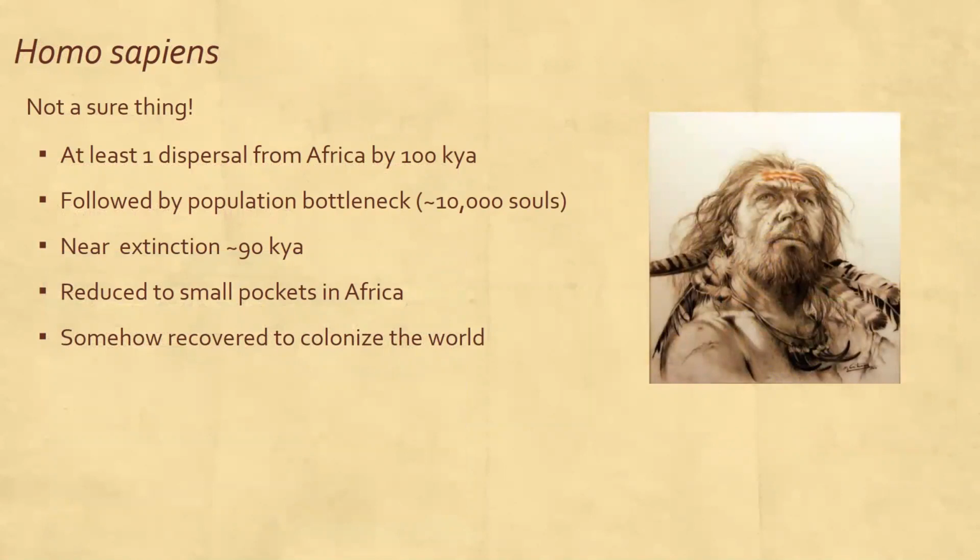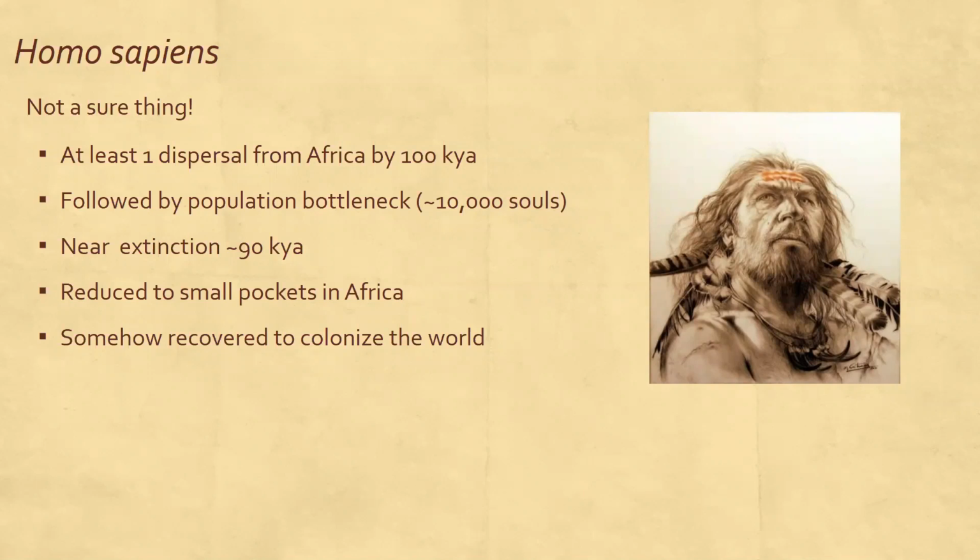So Homo sapiens, not a sure thing. There's at least one dispersal out of Africa by 100,000 years ago, but we fall back into the continent. This was not really successful. We're followed by a population bottleneck where our species around 90,000 years ago had less than about 10,000 individuals on the planet. So it's a near extinction event because of climate changes, Pleistocene, and we just weren't thriving at 90,000 years ago. But something happened at that time.